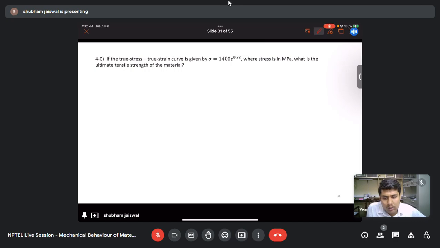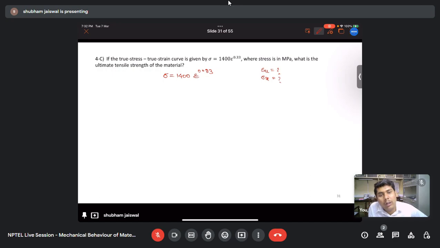So let's try to solve. What are the things that have been given in the problem? That is sigma equal to 1400 epsilon to the power 0.33. They are asking us to calculate the ultimate tensile stress of the material, both the true and the engineering. So we need to find out S ultimate and sigma ultimate.